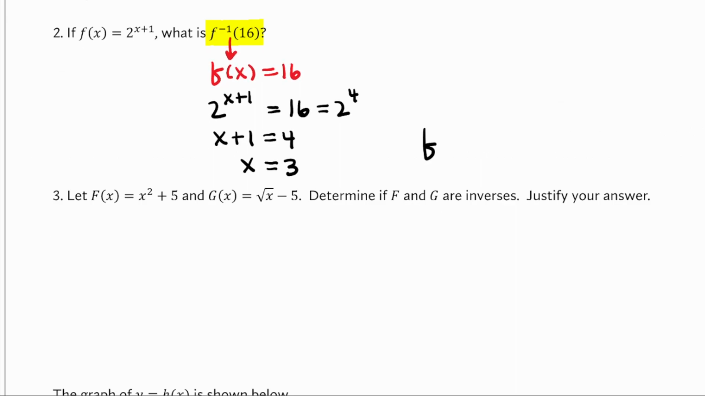So in conclusion, we say f inverse of 16 is the x value that corresponds to y equals 16. That's equal to 3.